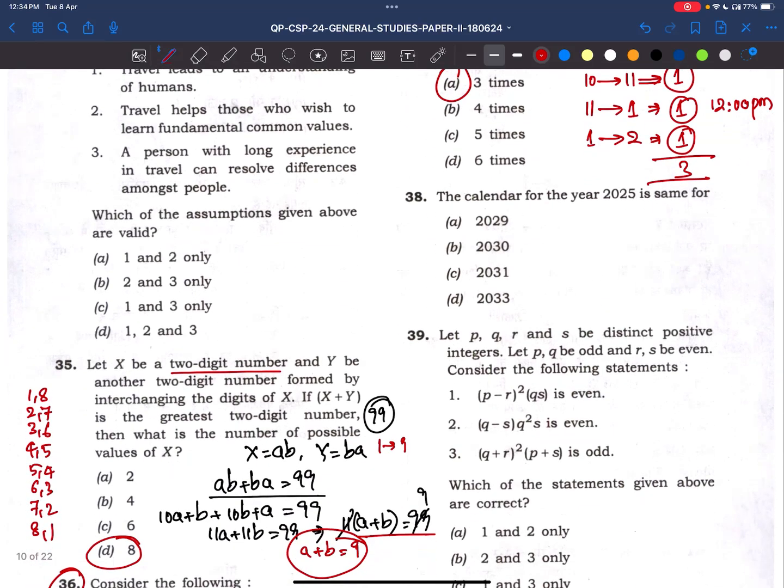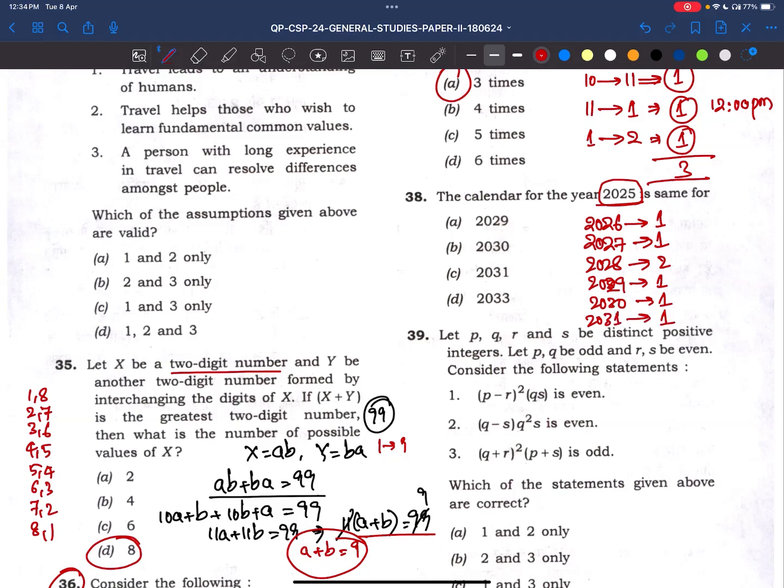Okay, now let's go to the next question. The calendar for the year 2025 is the same for which year? That means the number of odd days should be the same, right? Now I'm excluding 2025 and taking odd days. 2026, how many odd days? It is a non-leap year, so 1. 2027 is also a non-leap year, so only 1 odd day. 2028 is a leap year, so 2 odd days. 2029, 1 odd day. 2030, 1 odd day.